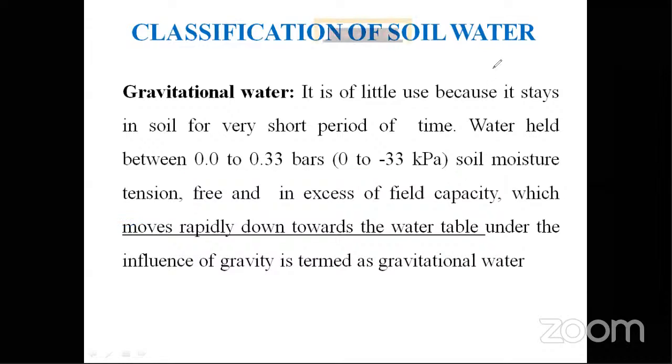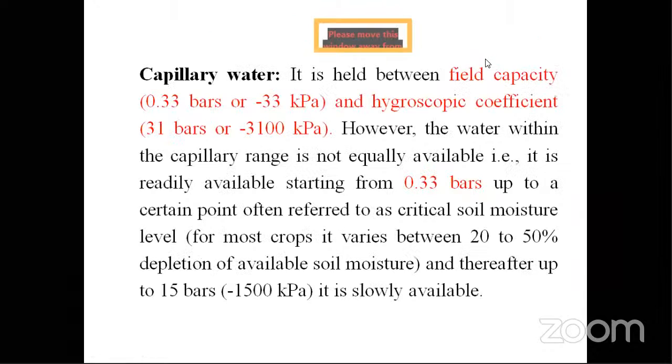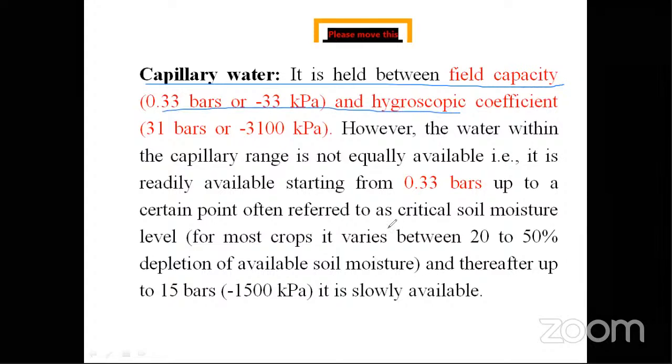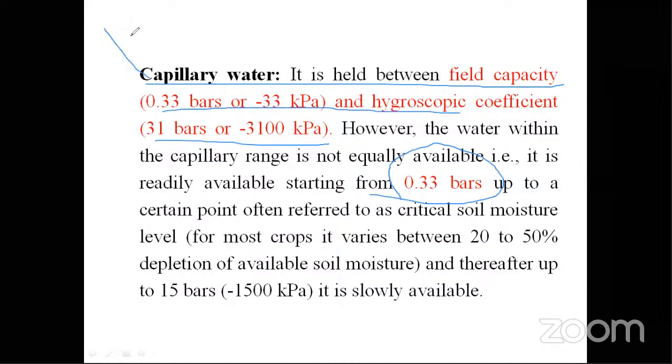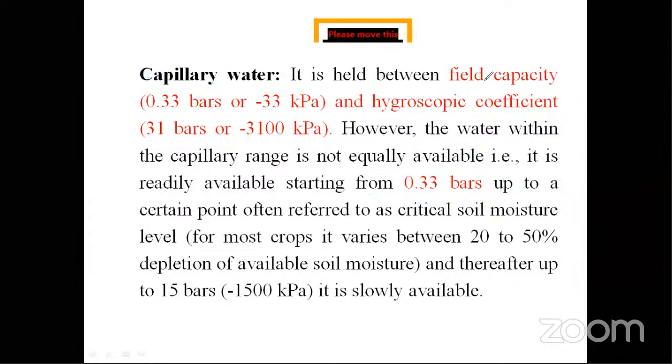Next one is capillary water. Capillary water is present in the soil between 0.33 bars to 31 bars, between field capacity and hygroscopic coefficient. Here we can see 0.33 bars is minus 33 kilopascal. In the irrigation chapter, these units are very important. We should read about these conversion rates also. 1 bar equals 100 kilopascals. We should remember that one. And the entire portion of capillary water is not available to the plants. Water between 0.1 bars to minus 15 bars, only that range is available to the plants. And it is present in the capillary pores. That's why it is known as capillary water.